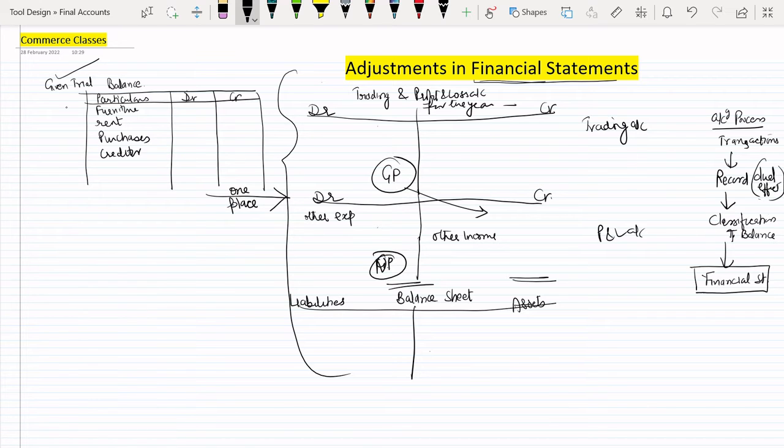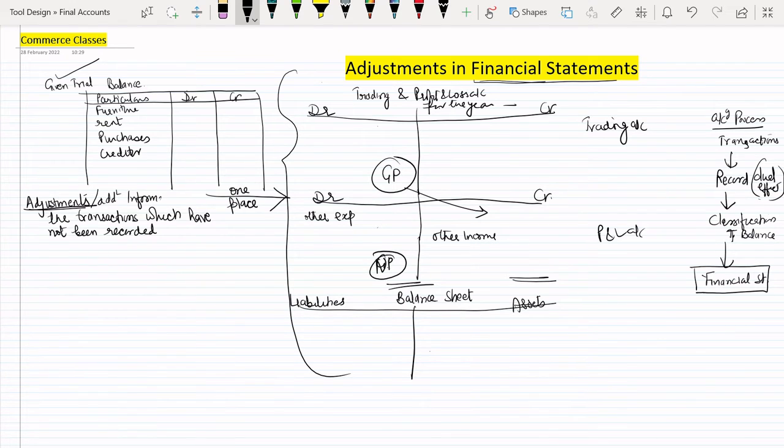Now what are adjustments? When we say adjustments are to be done, what are they? Adjustments are basically the transactions which have not been recorded. These are also called additional information.